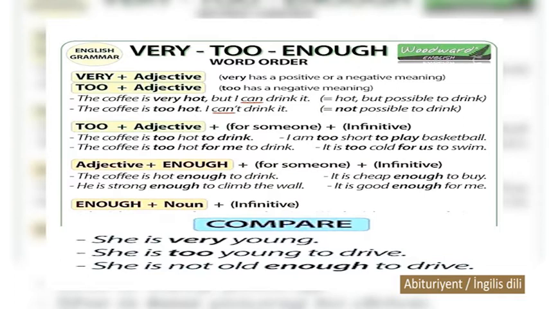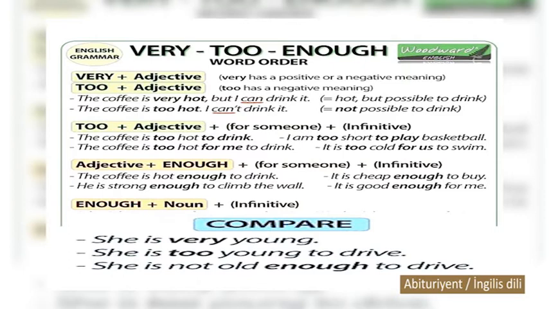Enough. "Enough" comes after the adjective. Remember, "enough" comes after the adjective. The coffee is hot enough, but not "enough hot". He is strong enough, but not "enough strong". He is strong enough to climb the wall. But if "enough" denotes the quantity of the noun, it stands at the beginning of the noun. For example, there are enough people, or I have enough books, for example, to do my test, or to learn my lesson, or to write my article.